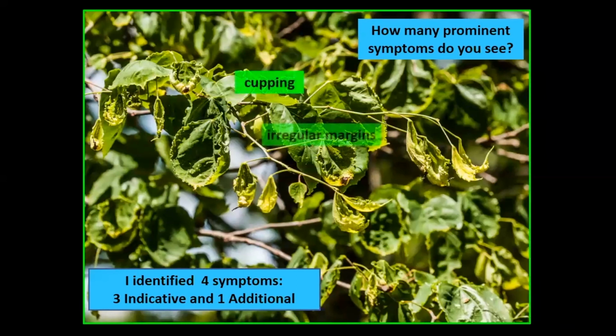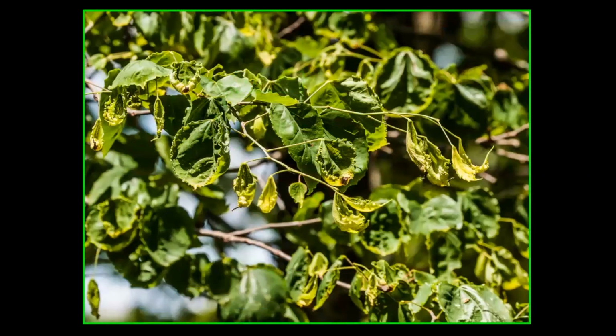I saw leaf cupping in this slide, I saw irregular margins, and I saw stunting of leaves. To give you some quick examples of where those are on the slide, hopefully this will illustrate those. Now, in terms of additional symptoms, I also saw chlorosis in these. That is a yellowing of some of the leaves, a loss of chlorophyll. So those are the symptoms that we saw.